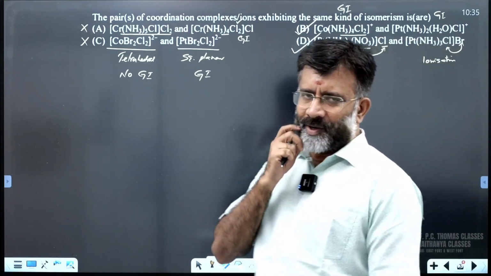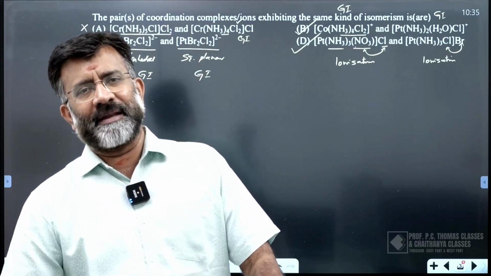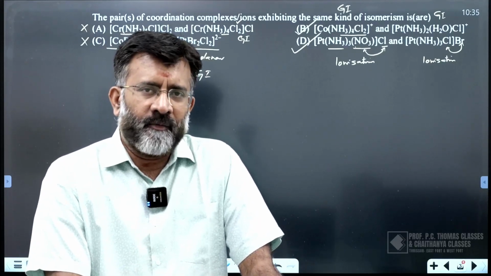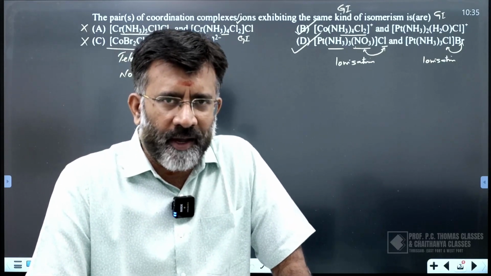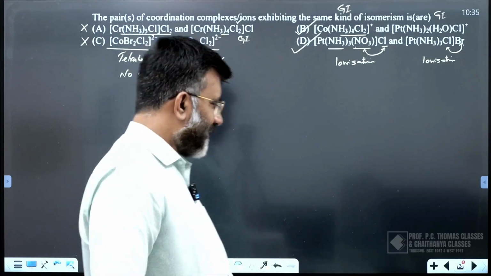So the answer is option B and D. In option B, both the molecules can perform geometrical isomerism, the cis-trans combination. While in option D, both can show ionization isomerism. Fine? Yes. Next.